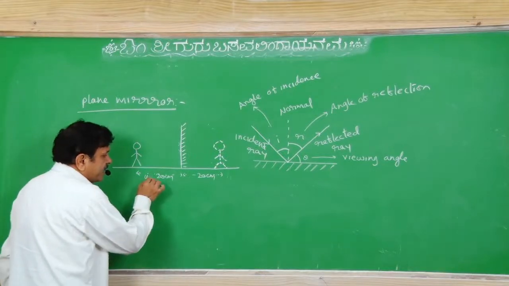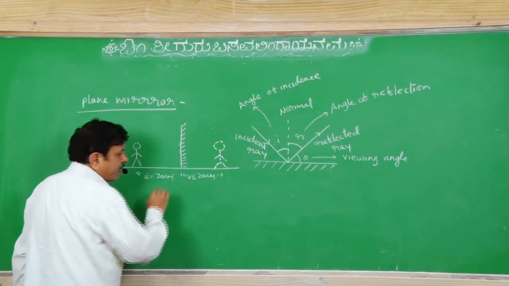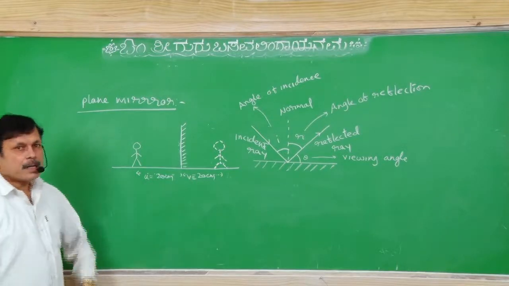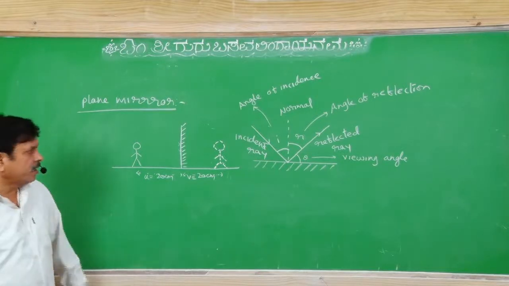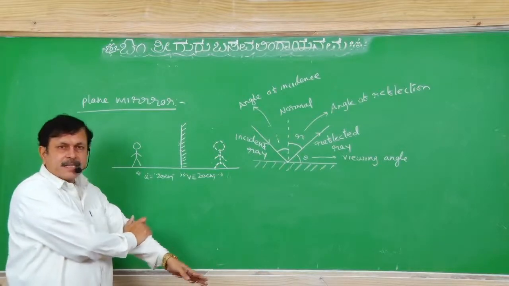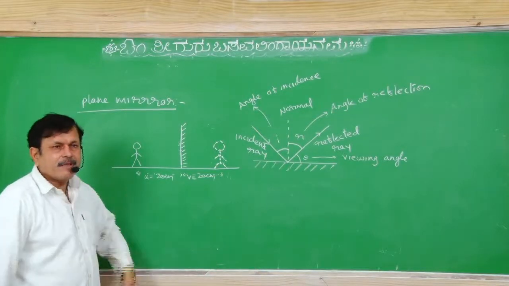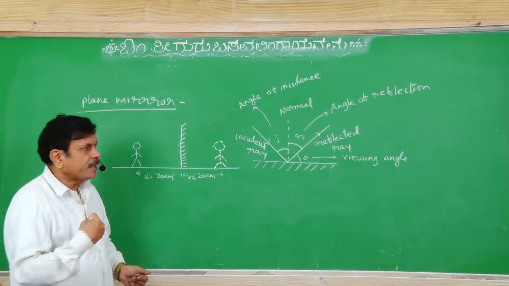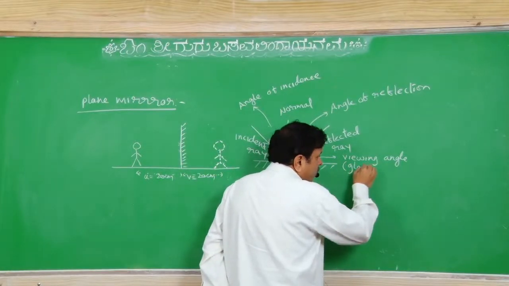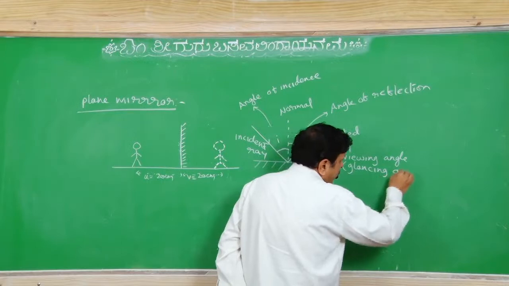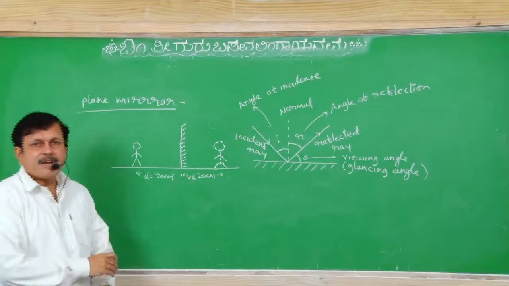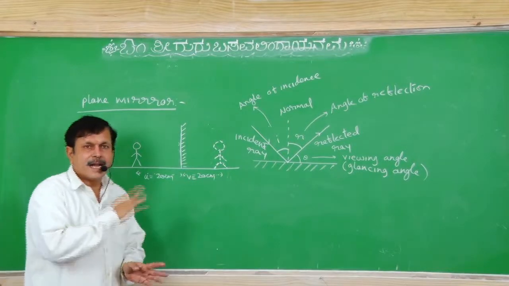So in general, if we take this as u and this as v, we'll find that u is equal to v. Then the image will be laterally inverted. When we look in the mirror, our left hand will appear as the right hand, and the right hand will appear as the left hand. The viewing angle is also called by one more name, the glancing angle.